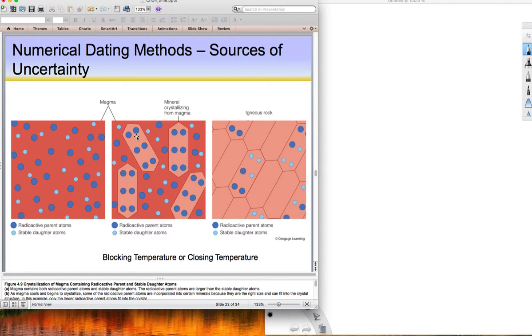But once the magma cools below this temperature called the blocking temperature or closure temperature, then we've closed the atomic clock. And now here the whole magma has crystallized, and some time has passed in this igneous rock where some of those parent atoms have decayed to daughter atoms. So note that at the beginning, when the isotopic clock closed at this blocking temperature, there were no daughter atoms in the crystal. But after some time, some of these parent atoms started to decay and turned into daughter atoms.